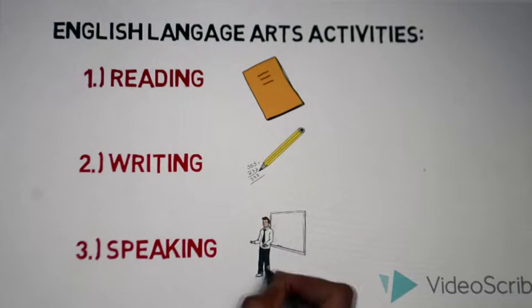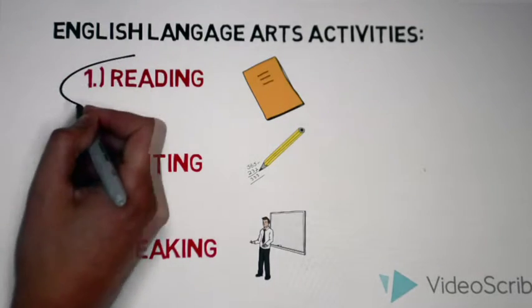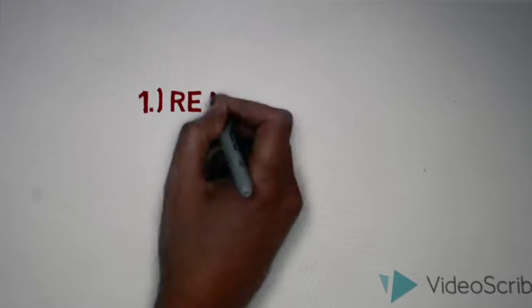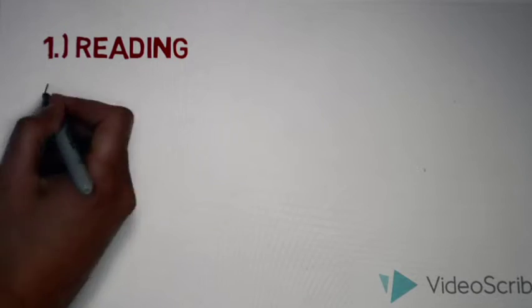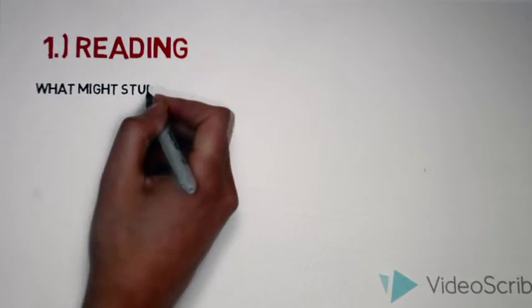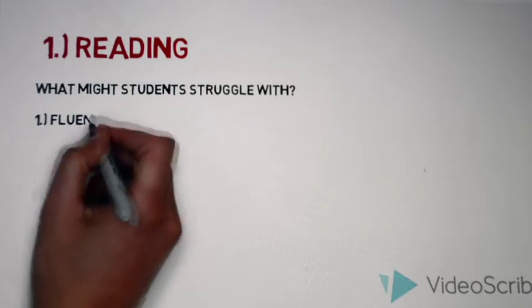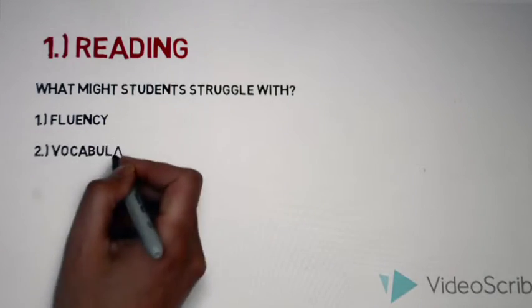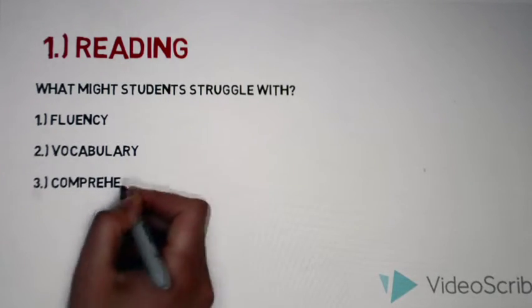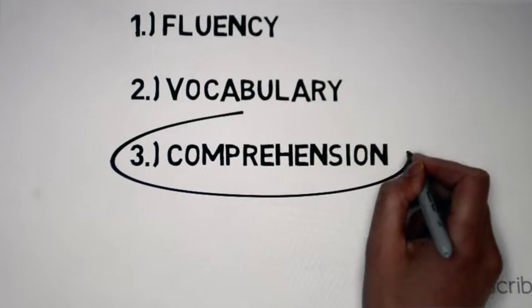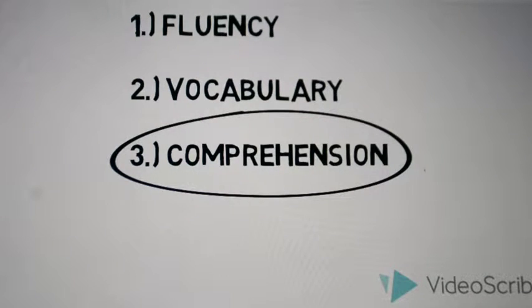So for this presentation, first we're going to look at how instruction can be differentiated for students with regards to reading. So looking at reading, what might students struggle with when it comes to reading? Well, there are three areas where students most notably struggle: fluency, vocabulary, and comprehension. For the sake of this presentation, I'm not going to go through all of these. I'm going to look specifically at the area of reading comprehension and how we can help our students gain comprehension when it comes to reading.